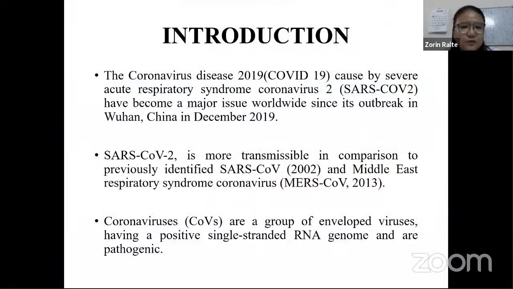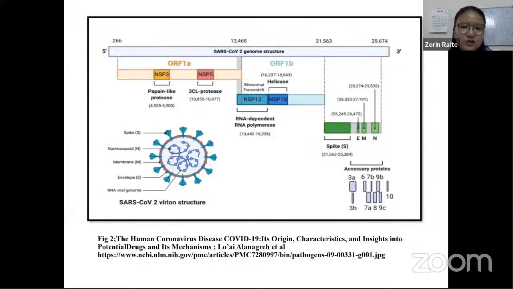As all of us are aware, the coronavirus disease 2019 caused by SARS-CoV-2 has become a major issue worldwide since its outbreak in Wuhan, China in December 2019. SARS-CoV-2 is more transmissible in comparison to previously identified SARS-CoV and MERS-CoV. Coronaviruses are a group of enveloped viruses having a positive single-stranded RNA genome, and they are pathogenic.